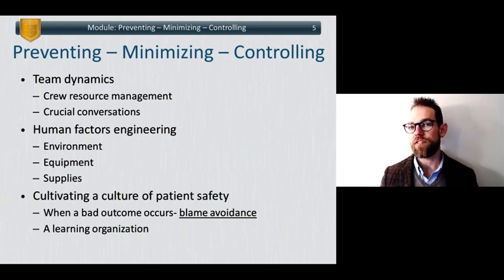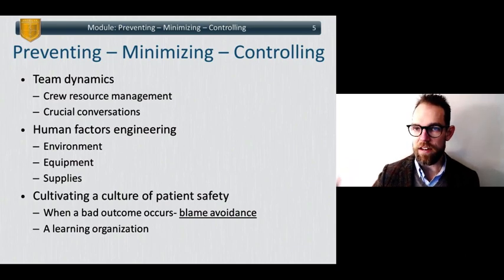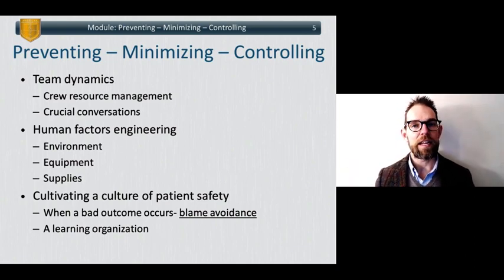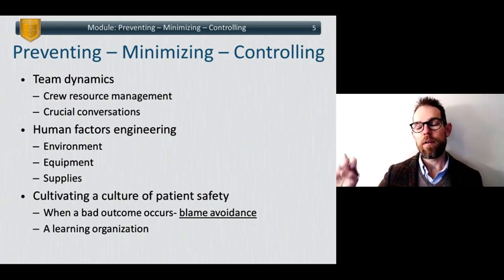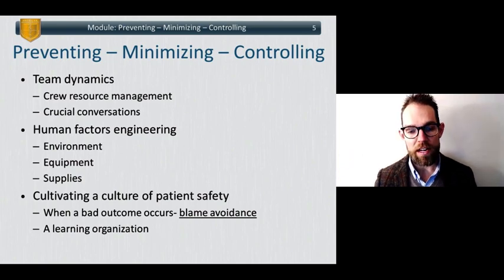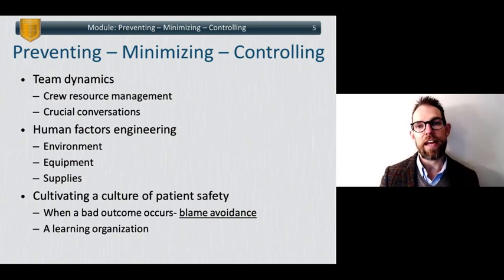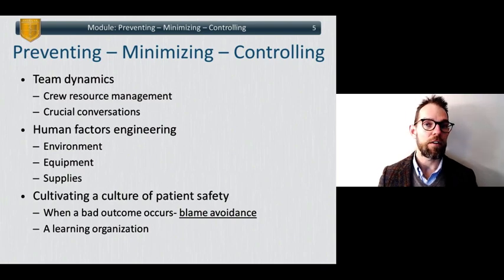So we talked about just culture during lecture 1. When a bad outcome occurs, it's not a matter of that individual acted inappropriately. It should be more of a systems-based approach, looking at the system and determining what allowed this error to occur. This avoids giving blame to one individual, and it implies having a learning, ever-improving, process improvement organization.